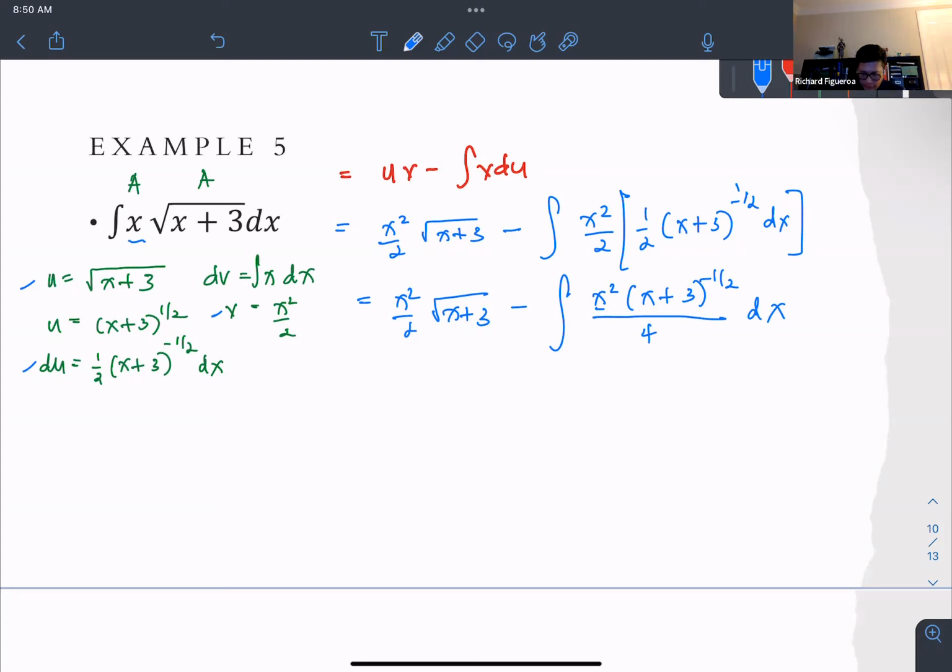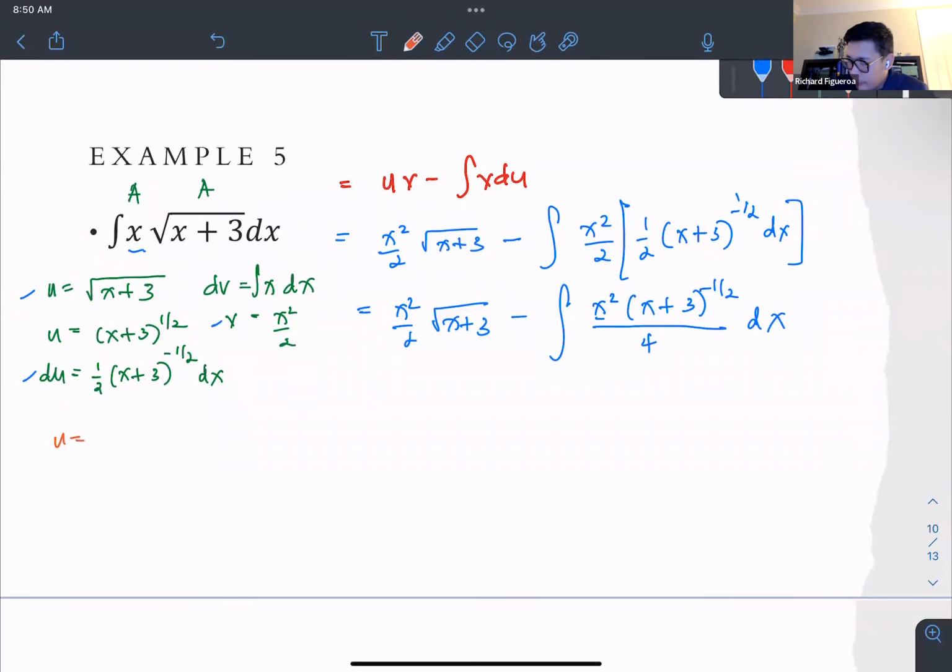So in those cases, what are we going to do? Shall we continue? Pag nag-continue ka dito, nagiging komplikado yung pag-integrate mo. No? Pero kung baliktarin natin siya, so let's say ang u natin will be x, and ang dv natin will be yung x plus 3 raised to 1/2 dx.